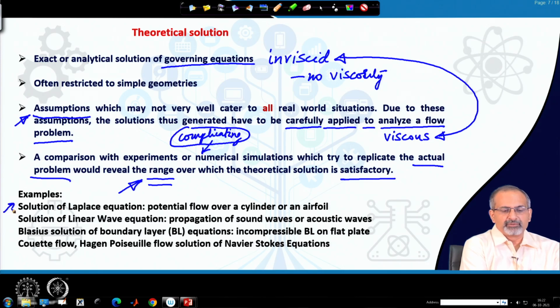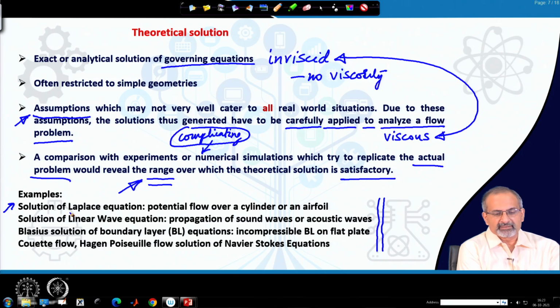We have cited a few examples here where a theoretical solution is possible, not that all problems come under the purview of a theoretical solution. That means, you may not be able to solve every problem that you see around yourself which categorizes as an aerodynamic problem of interest using theoretical solution means. So, you can seek theoretical solution for some of these problems.